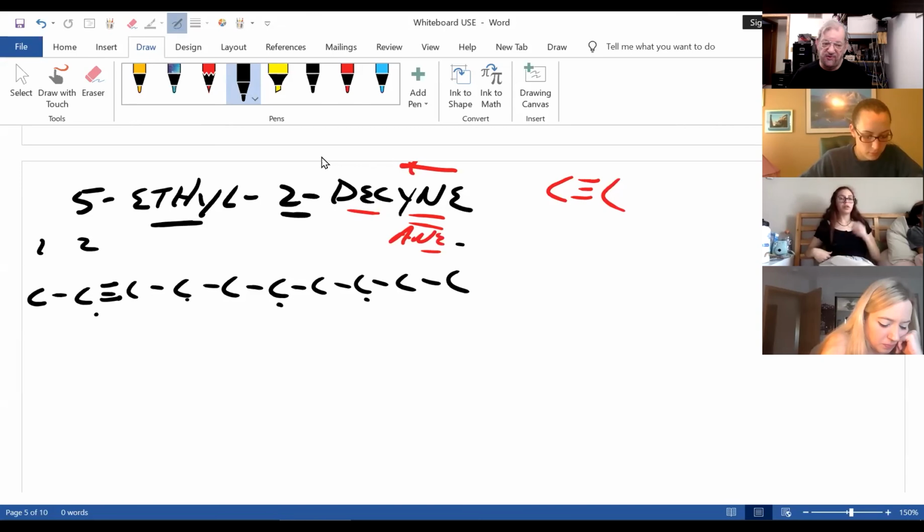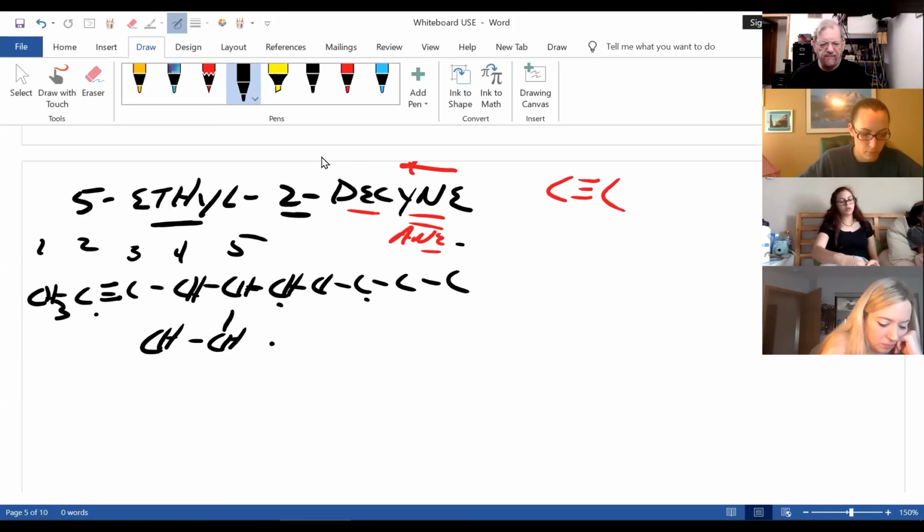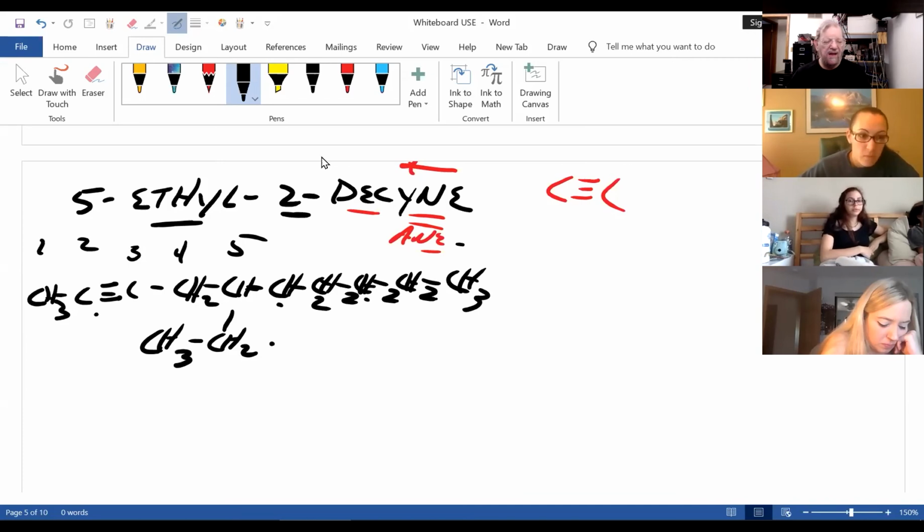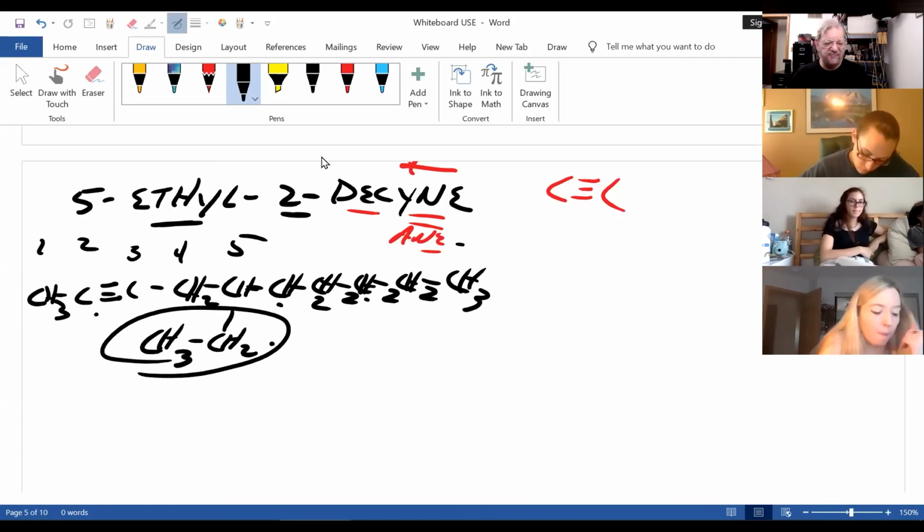No, I have an ethyl group, 2 carbons on carbon 5. 3, 4, 5. It doesn't matter which way you draw this carbon on this side or this side. I'm going to do it this way. And now I know there are 4 bonds to carbon. And this is 5 ethyl. That's my ethyl group.